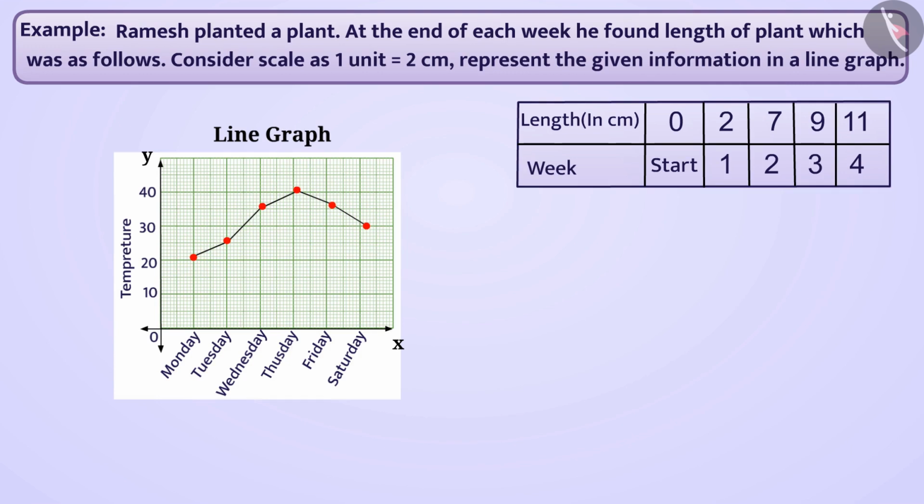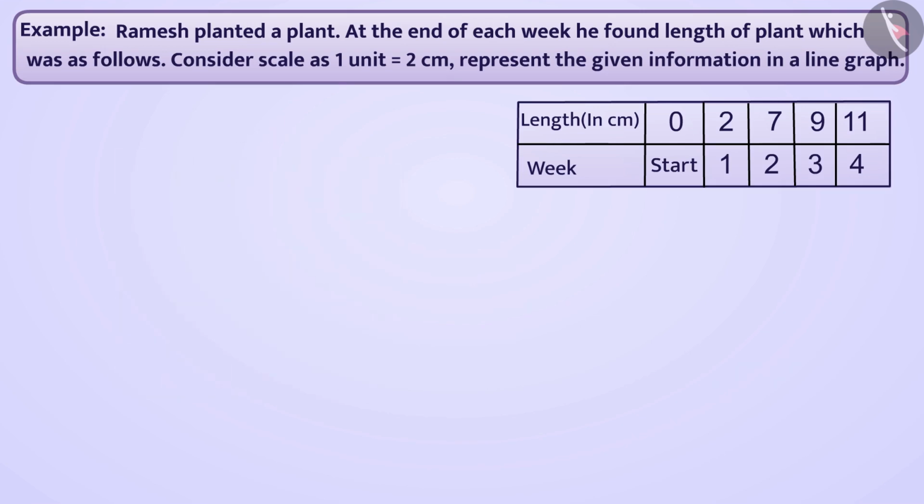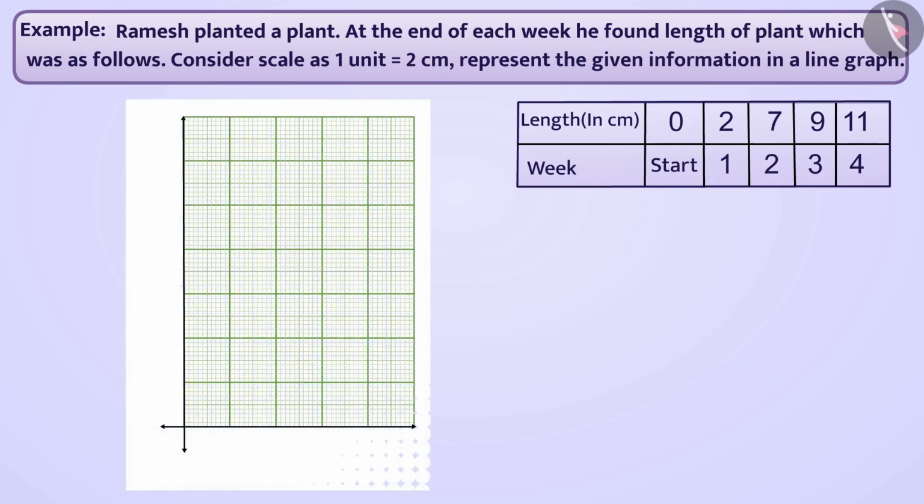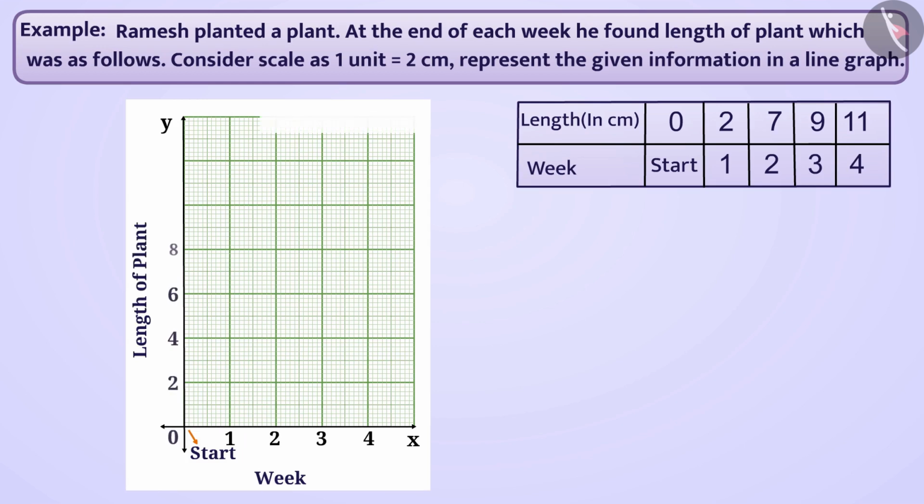Now, let us draw a graph based on the information shown. Draw two mutually perpendicular lines on the paper. The horizontal line is the x-axis and the vertical line is the y-axis. We will show the time in weeks on the x-axis. Similarly, we will show the length of the plant on the y-axis by taking a scale of 1 unit equal to 2 cm. As the maximum value here is 11 cm, we will end the length on the y-axis at a greater number such as 12 cm.